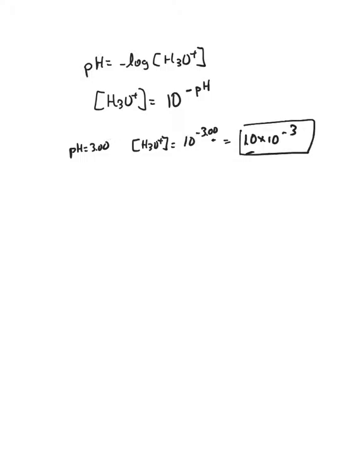The way I entered it in my particular calculator is I actually put in 3, change the sign, then do inverse log. And I wind up with 1.0 times 10 to the minus 3. Your calculator, the way you enter the numbers in particular order may be different, so make sure that you learn how to do that.